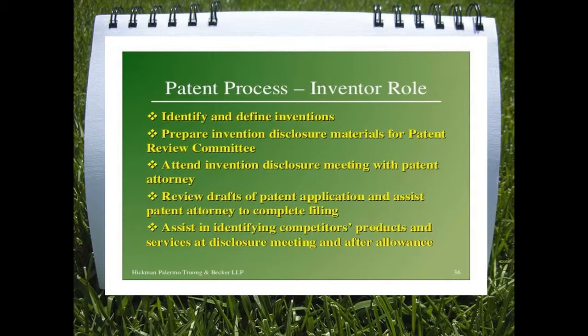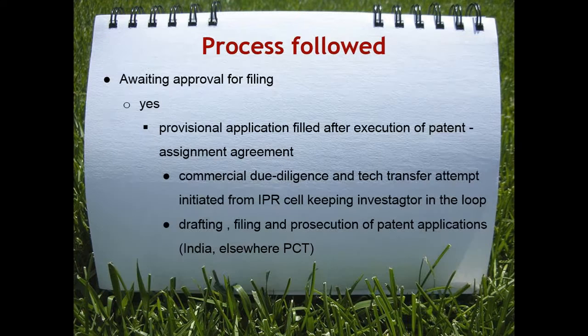So the patent starts with a request from a scholar that he has made a discovery, and he would fill an invention disclosure form, which is actually scrutinized by the IPR cell, and it goes to the further stage. So look at this. What actually happens when there is an inventor? An inventor is any person who makes a research, makes a discovery. So he has to identify and define his invention.